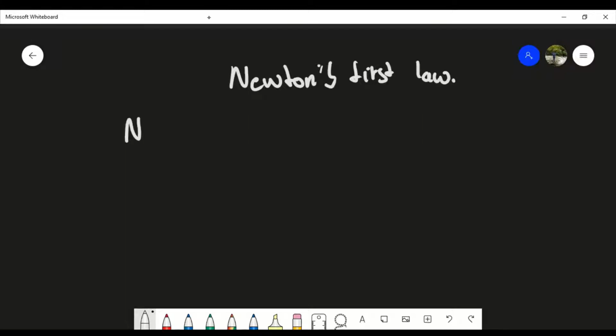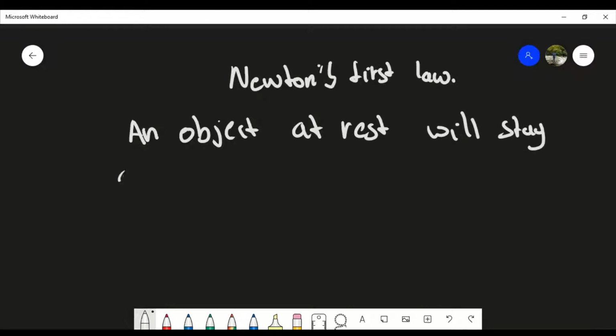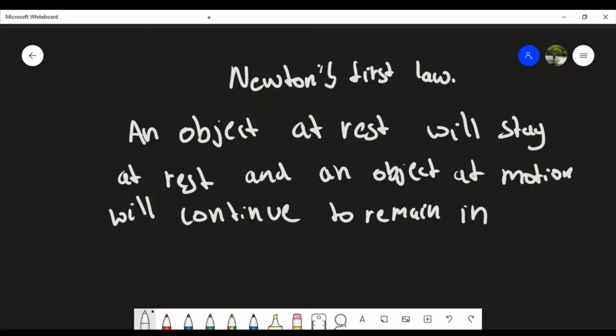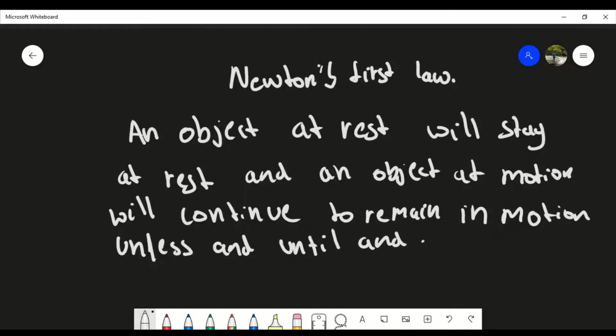Now, Newton's first law says that an object at rest will stay at rest, and an object in motion will continue to remain in motion at the same speed and the same direction unless and until an external force acts on it. So I'll just clear this now.